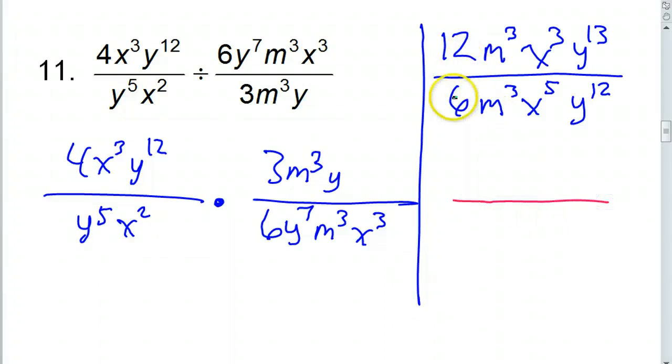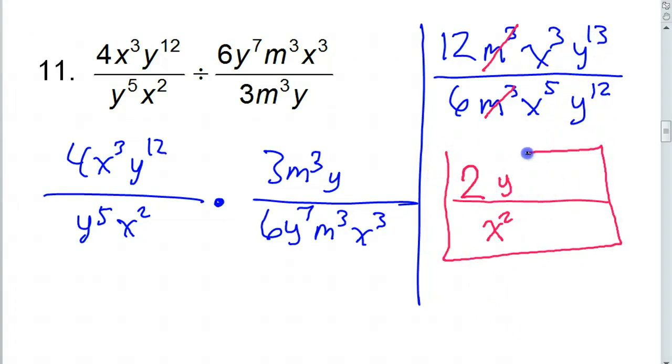Okay, what happens with the 12 and the 6? Simplify to 2 over 1. What happens to the m's? Yeah, the m's are just gone. What about the x's? X squared on the bottom. What about the y's? Y on the top. So this would be the answer to number 11.